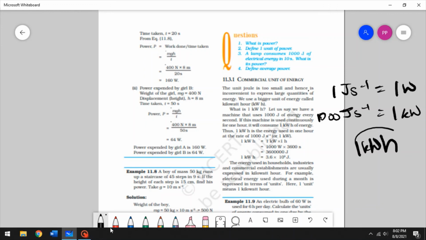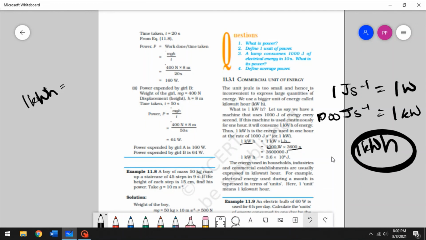So kilowatt hour is a larger unit of measuring energy. Essentially, 1 kilowatt hour is 1000 watts, because 1 kilowatt is 1000 watts, and 1 hour is 3600 seconds. So that's like 36 lakh joules, which is 3.6 into 10 to the power 6 joule. So 1 kilowatt hour is 3.6 into 10 to the power 6 joule.